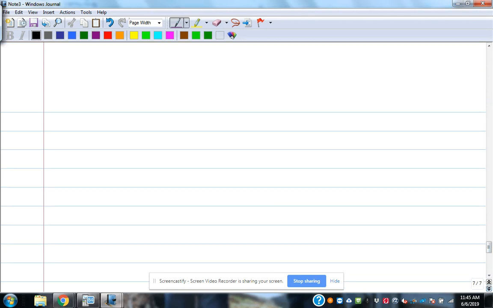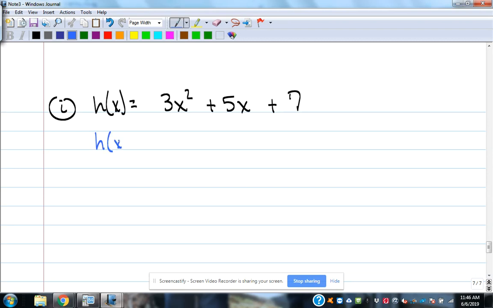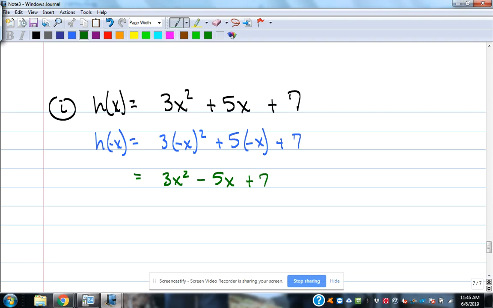One more. Here's a function. 3x squared plus 5x plus 7. Let's put that in there. If I did the actual test, 3 times (-x) squared plus 5 times negative x plus 7. I see, okay, I got 3x squared. That's going to come back the same. This one changes signs, though, and then that one doesn't change at all because it didn't multiply anything.